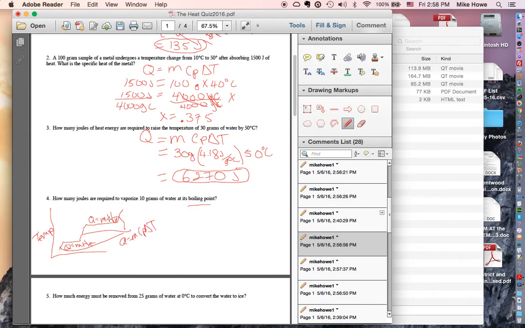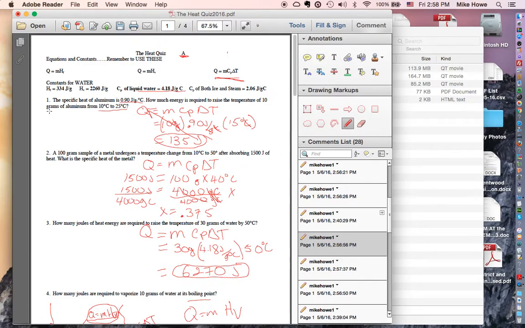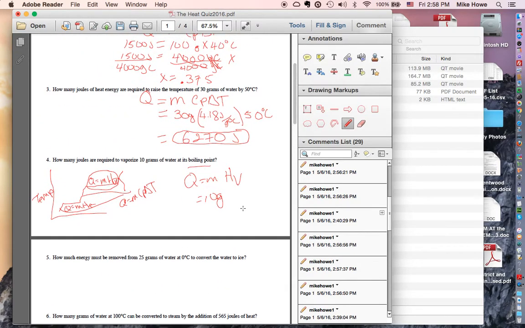Well, here we're at the boiling point, so that means we're up at the top, right there. So we're going to use the formula Q equals mHV. The mass is 10 grams. The heat of vaporization is listed at the top of the page as 2,260. So 10 times 2,260 equals 22,600 joules. Grams have canceled. So 22,600 would be our final answer on that one.